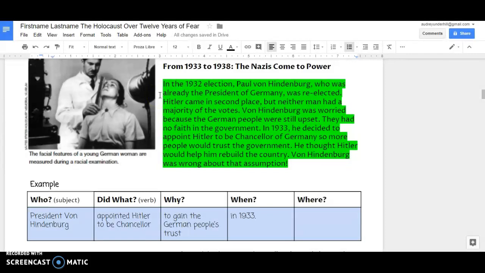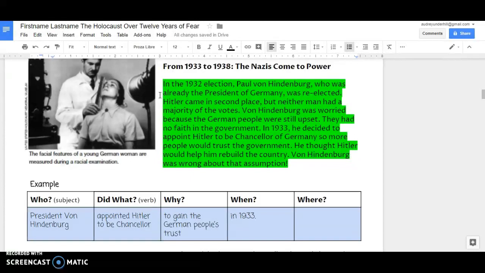It says, in the 1932 election, Paul von Hindenburg, who was already the president of Germany, was re-elected. Hitler came in second place, but neither man had a majority of the votes. Von Hindenburg was worried because the German people were still upset. They had no faith in the government. In 1933, he decided to appoint Hitler to be Chancellor of Germany so more people would trust the government. He thought Hitler would help him rebuild the country. Von Hindenburg was wrong about that assumption.